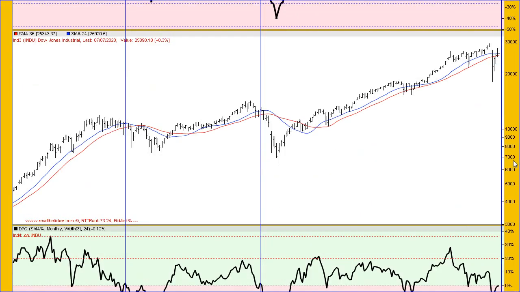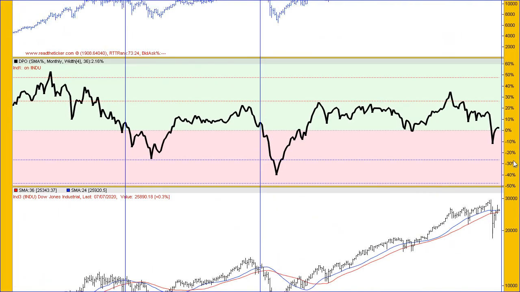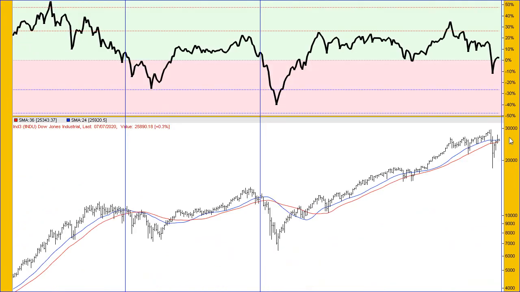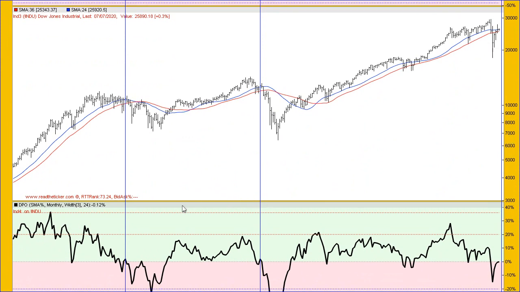I'm looking at the 24 because I know the 24 is a quicker signal than the 36. The 36 is a bit more forgiving, right? But quite frankly, the 24 shows us here how critical it is. So we've had two times in the past when the 24 SMA was busted, or the detrending price oscillator showed a critical test, that weakness came afterwards. So at the moment the Dow Jones is at a real critical time.